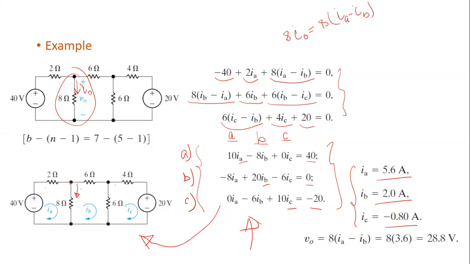So in this branch, we have two currents, right? This is IA going like this, and IB is going like this. So the one which is going downwards is IA minus IB. And I know IA and IB, so the difference between them is 3.6. So the voltage which is required by the examiner is 28.8.